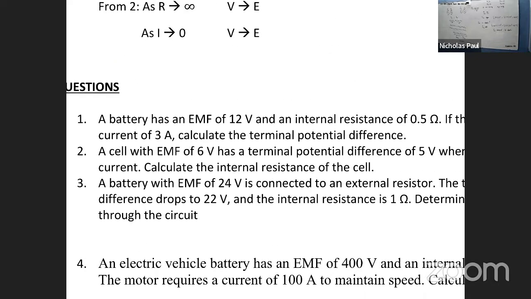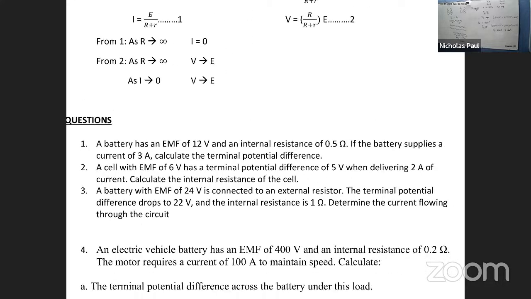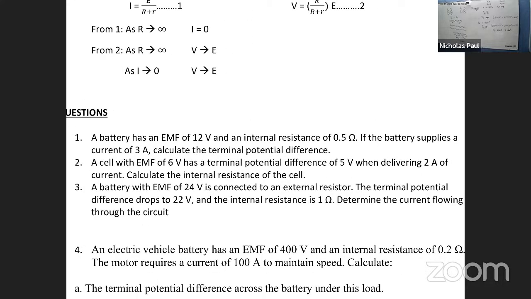Really easy, just changing the formula around. Let's try, 1, 2, 3.